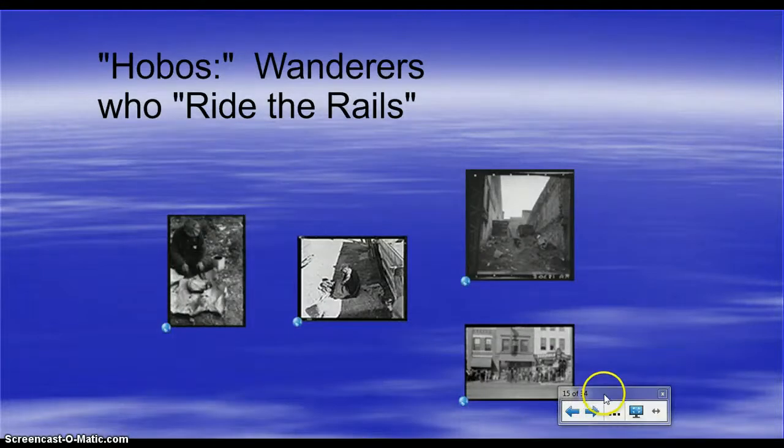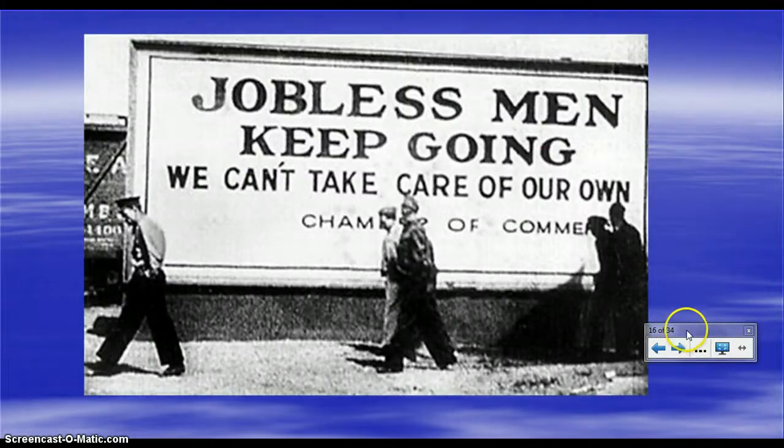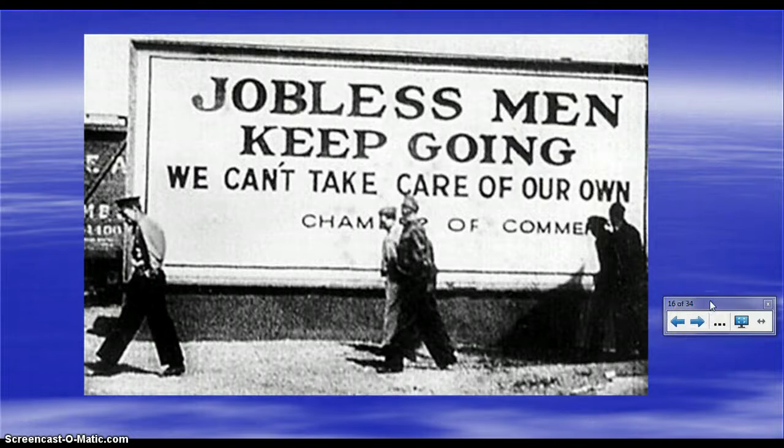Okay, hobos were really just a term that was given to mostly young guys, maybe from about your age, 15, 16, up until their early 20s, and they would just kind of ride the rails, ride the trains around and look for jobs from place to place. But as you can see, not every city was willing or able to really help the hobos or anybody, as everybody was just down on their luck.